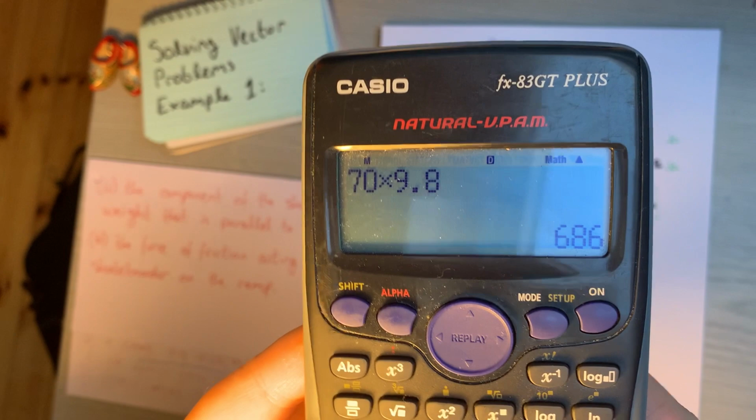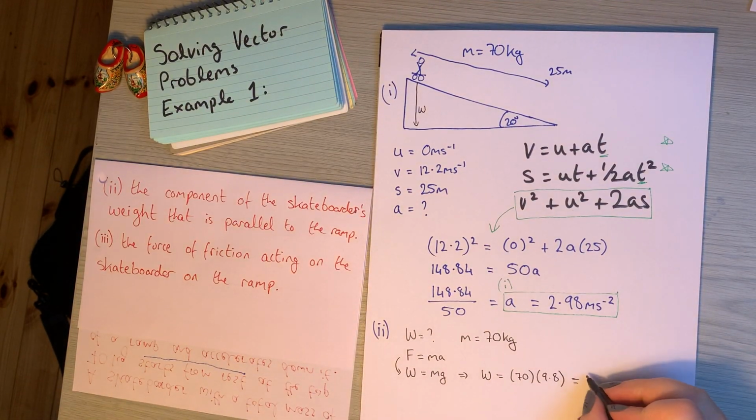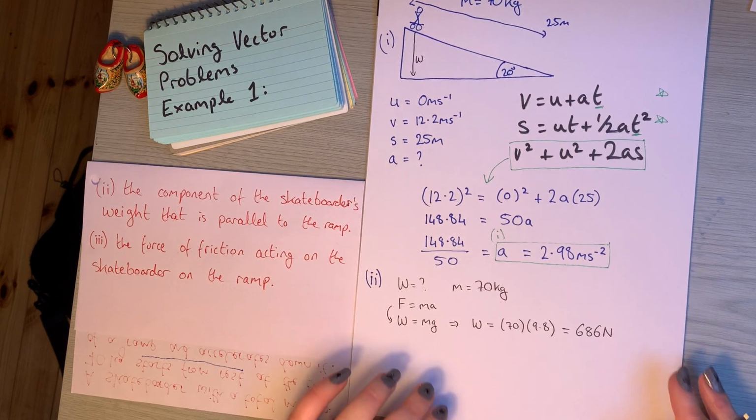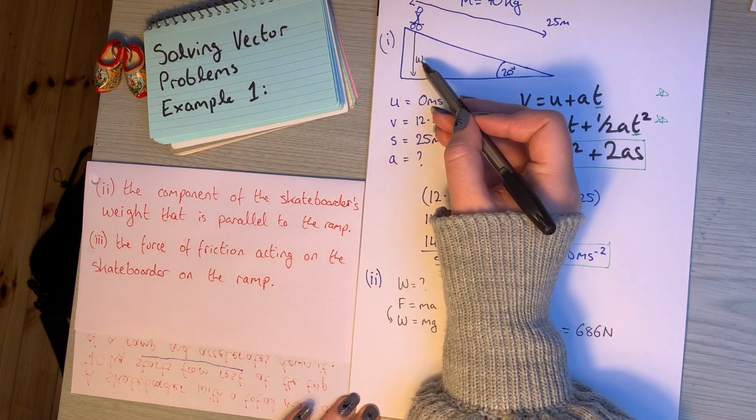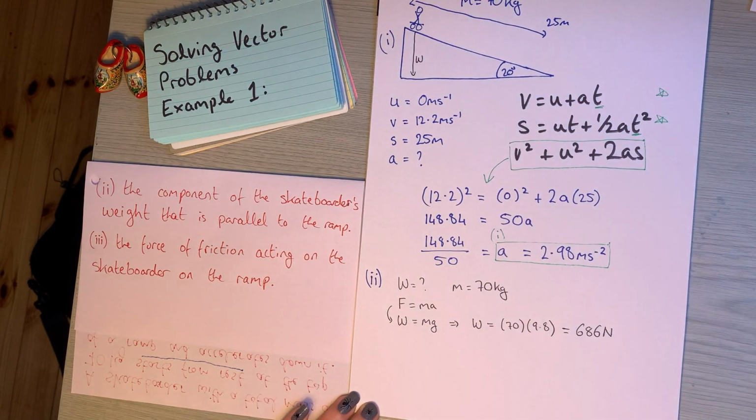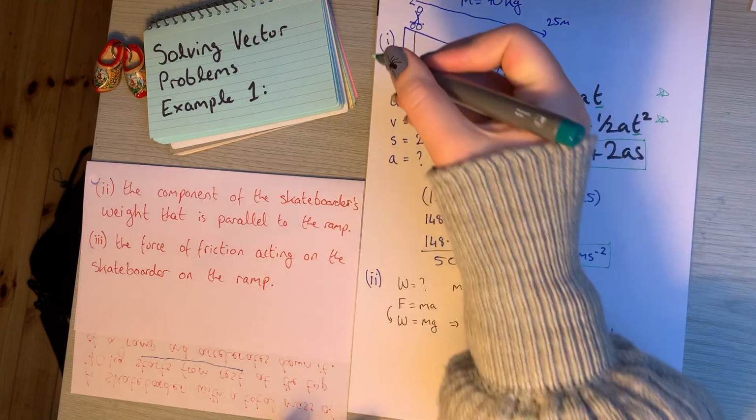And that's 686 newtons, because weight is a force, so we measure it in newtons. All right, so we have W there. Now we have to mark in where his parallel component and his perpendicular component might be.